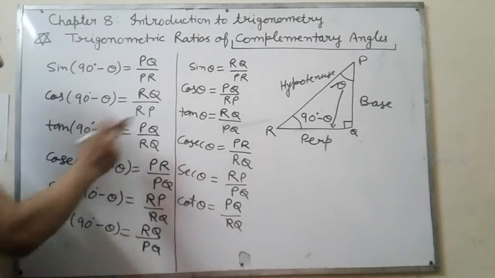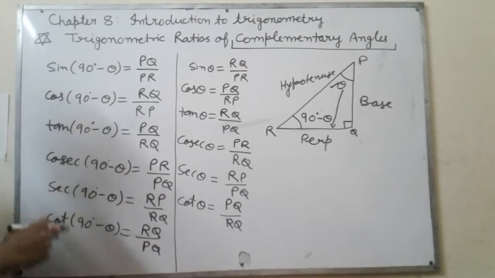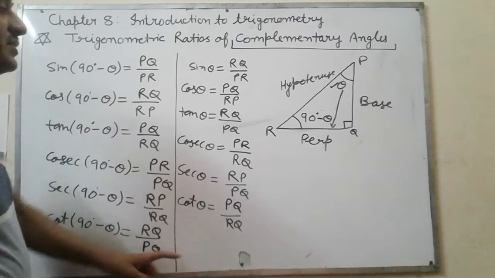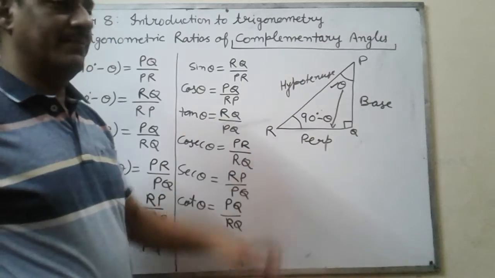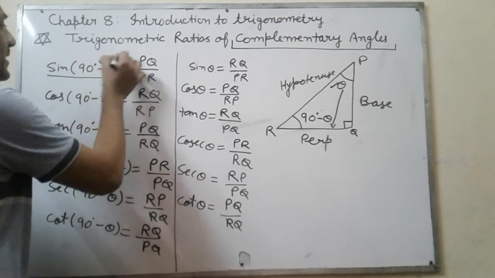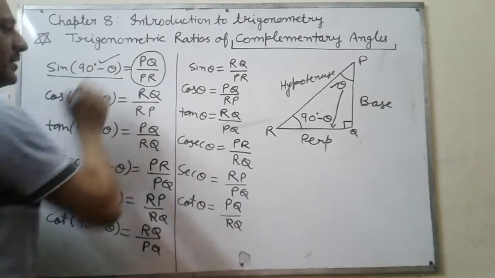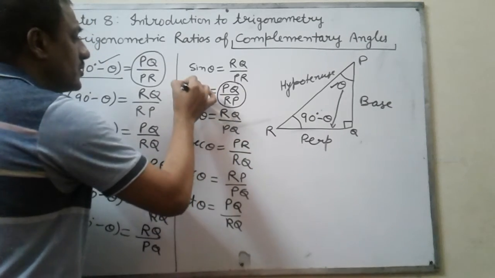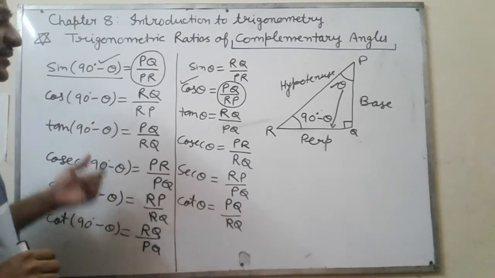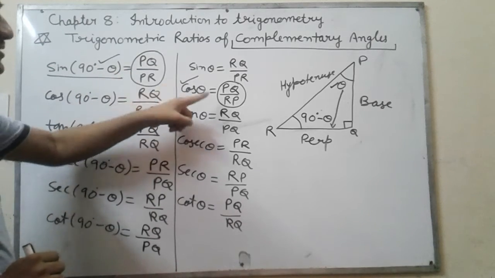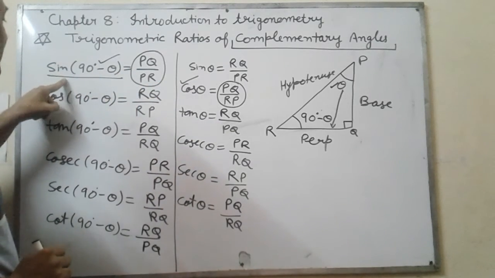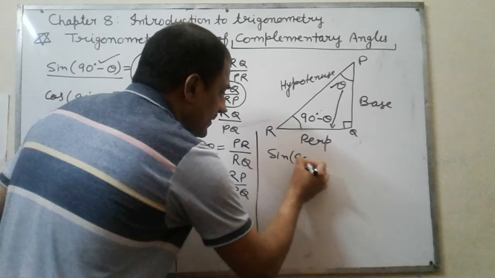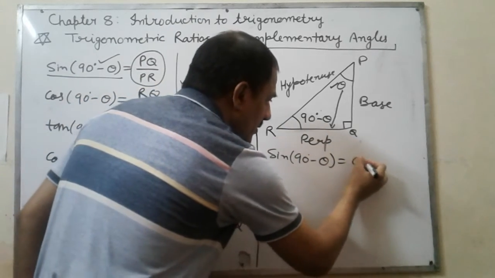Here from these two tables, now we are going to compare the trigonometric ratios for 90 minus theta and theta. Here sin 90 minus theta is equal to PQ upon PR, and PQ upon PR is equal to cos theta. These two values are equal to each other. Then we say that sin 90 minus theta is equal to cos theta.